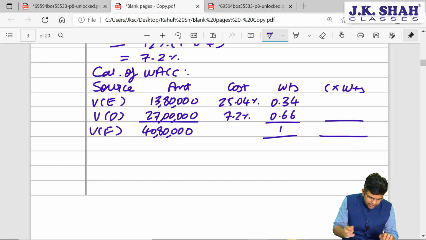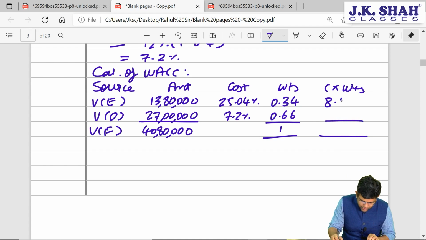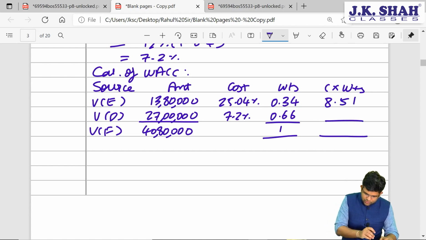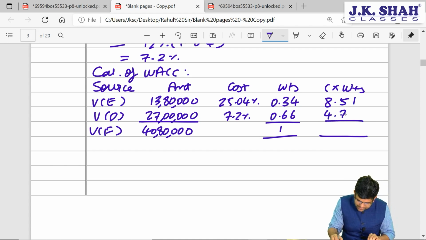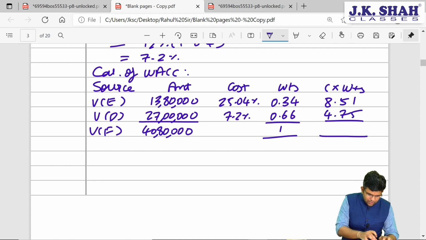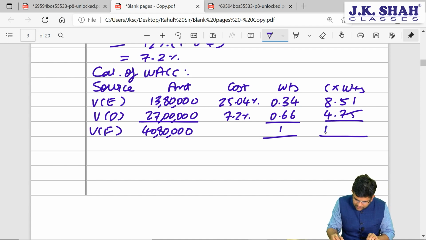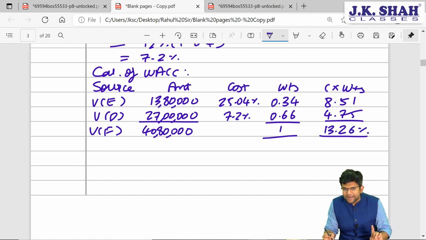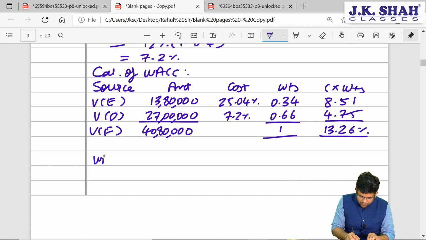25.04 into 0.34 is 8.51, and then students, 7.2 into 0.66 is 4.75. If we take the total, 8.51 plus 4.75, this will give you a WACC of 13.26% for B Limited. Children, that WACC is nothing but KO.